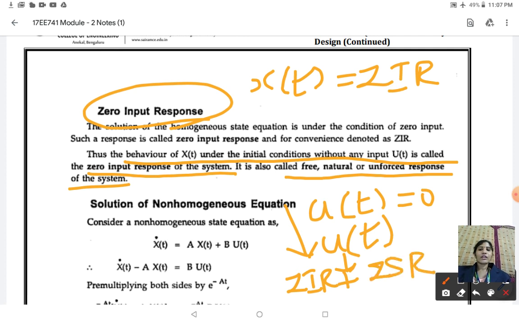And while obtaining the solution for this state equation, you are supposed to consider the initial condition as it is a state variable approach. If you are assuming the initial condition to be 0, then it will become a transfer function approach, which is not applicable for non-linear analysis or time invariant system analysis. So it is mandatory to consider the initial condition of your state equation.